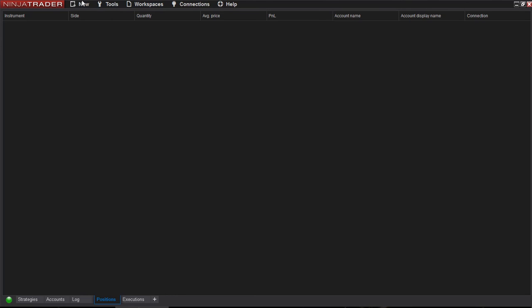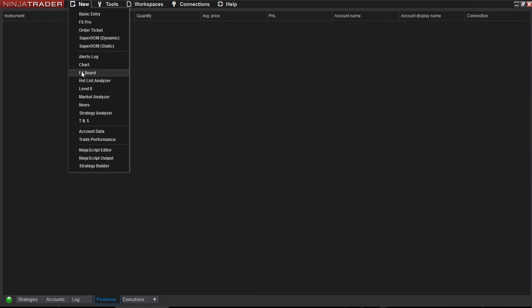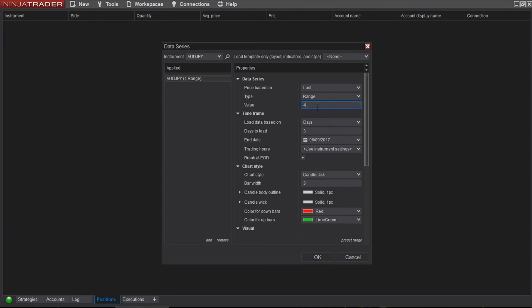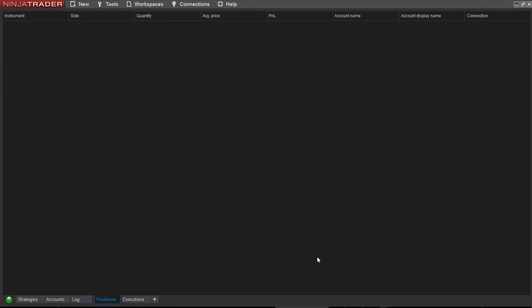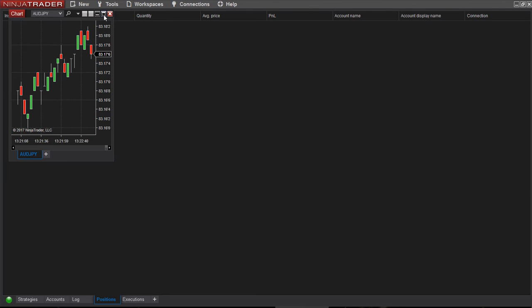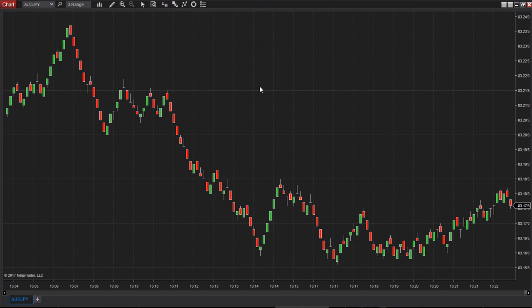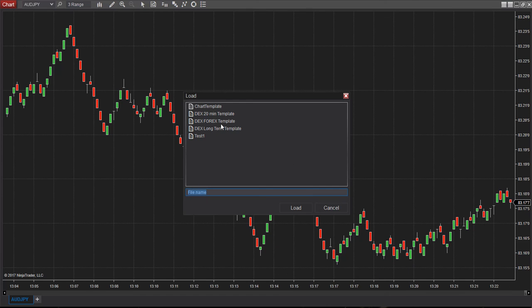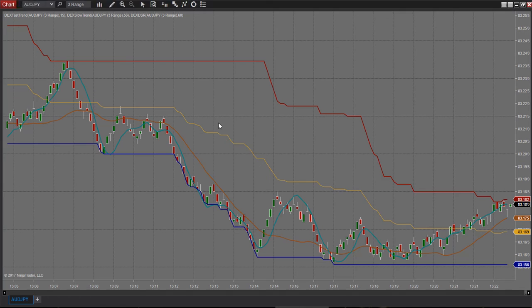Good review. New chart. Turn that down. And we're going to do the Aussie Japanese yen. I'm going to make it range 3 for our purposes. I'm just going to load 3 days. It's a little bit faster, and everything else is the same. Okay, so we've got our chart. We want to add our template that we created in one of the first videos. Our template, load, and our template was the DEX Forex template. Okay, that gives us our look that we want.